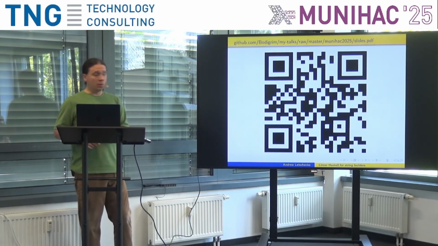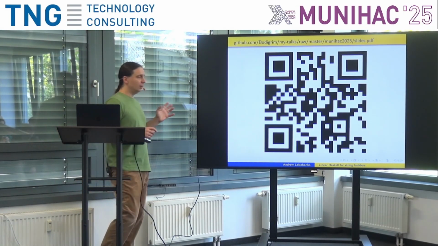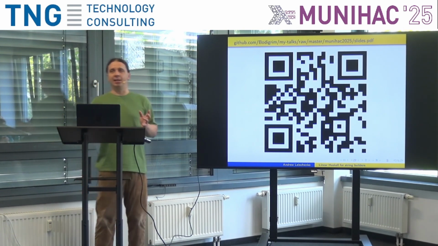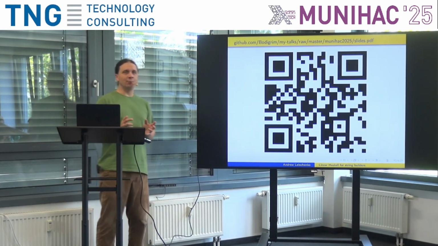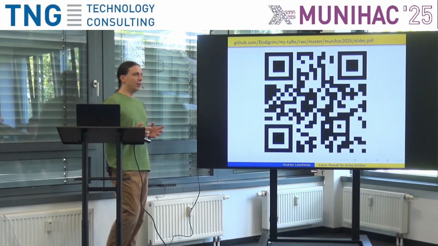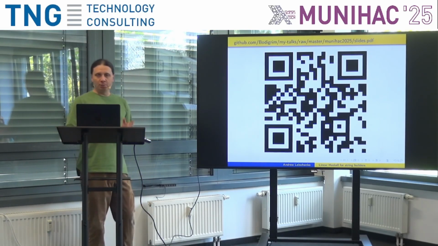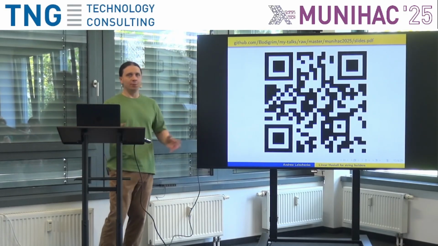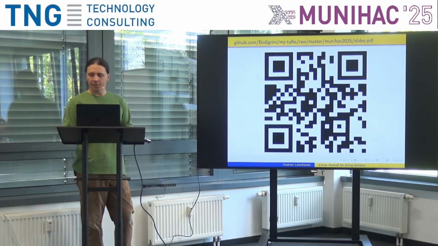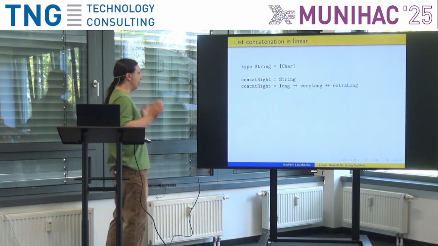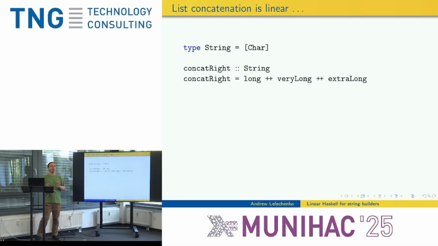Right, so the topic is how to build a string, and to make it interesting, we will finish with using linear Haskell to do that. But before we go to this topic of linear types, let's start with something very basic. As we know, a string in Haskell is just a linked list of characters, and the basic way to concatenate strings is to use this plus plus operator.